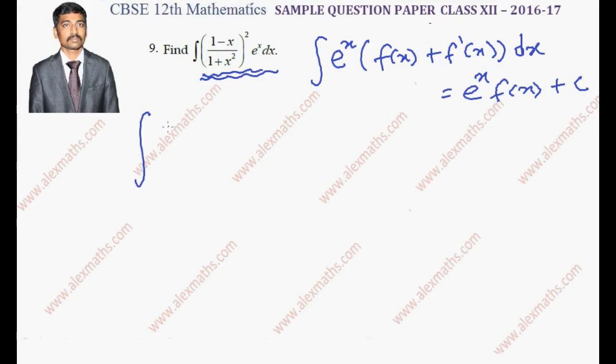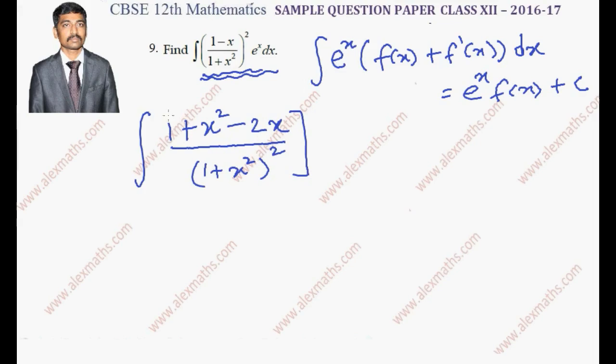For that, I am going to expand the numerator. After expansion, it is 1 minus x whole square, so 1 square plus x square minus 2x. Then the denominator, I am just going to put the whole square but not expanding, and we have e power x dx.